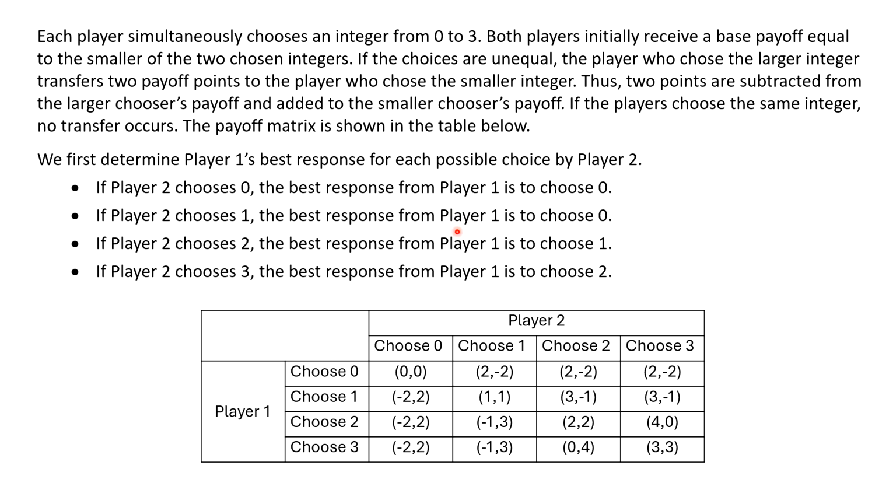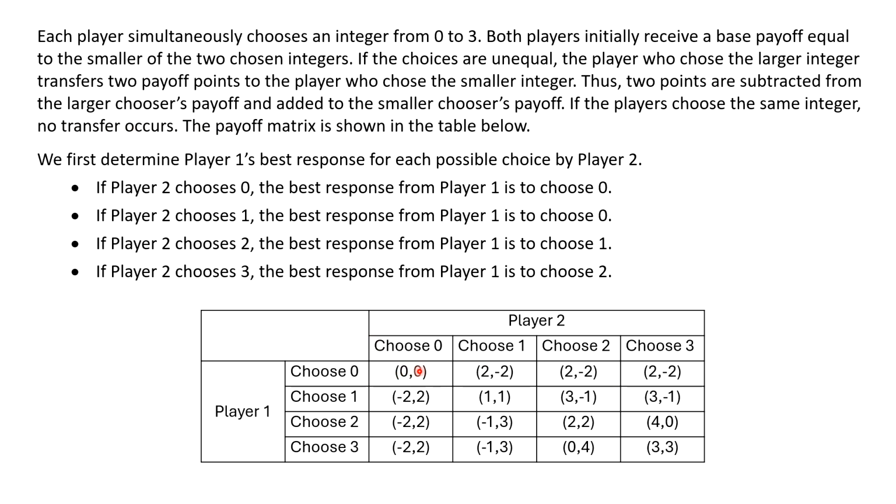So let's illustrate the algorithm in this example here. We have a game where each player simultaneously chooses an integer from 0 to 3. Both players initially receive a base payoff equal to the smaller of the two chosen integers. If the choices are unequal, the player who chose the larger integer transfers 2 payoff points to the player who chose the smaller integer. Thus, 2 points are subtracted from the larger chooser's payoff and added to the smaller chooser's payoff. If the players choose the same integer, no transfer occurs.